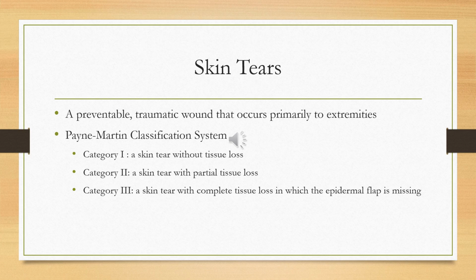It's missing. So remember we said the epidermis is the top layer. So when we talk about that epidermal flap, that's the top layer of the skin. So that's actually missing in a category 3 skin tear.